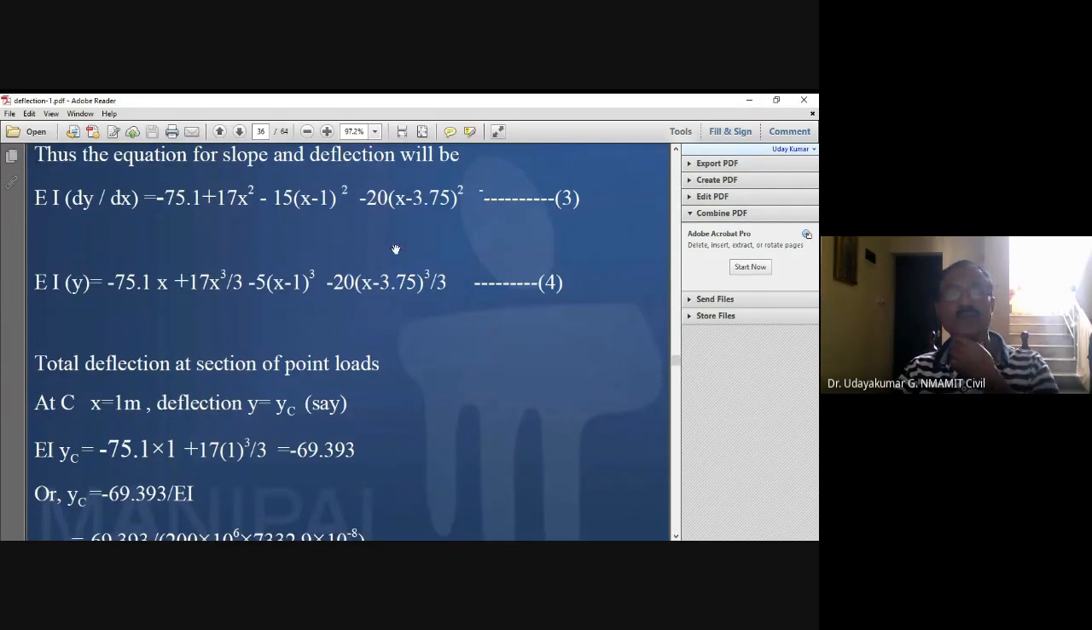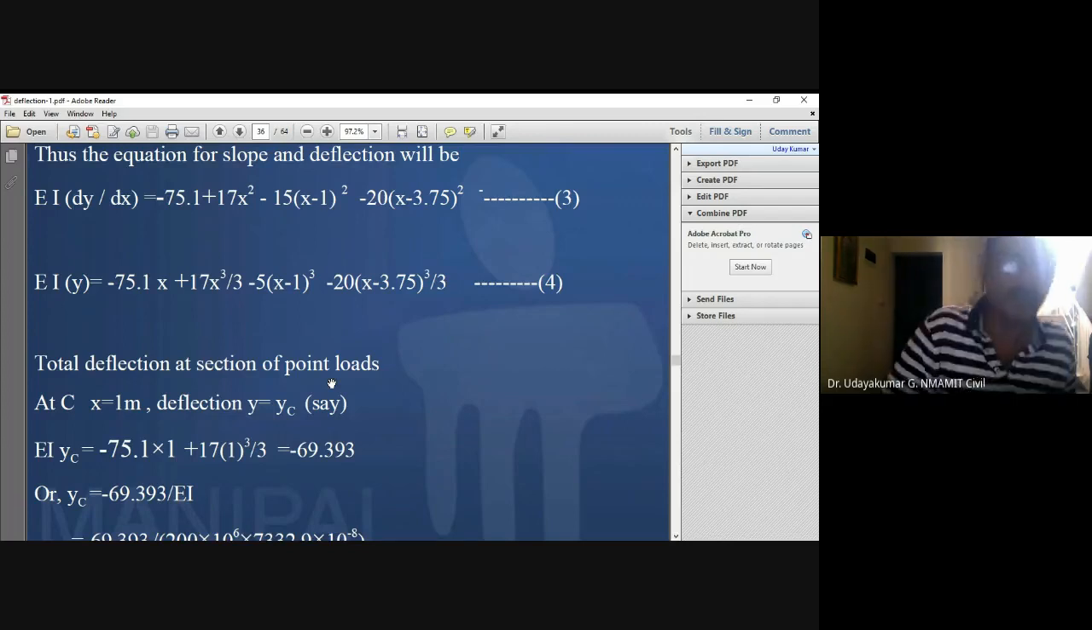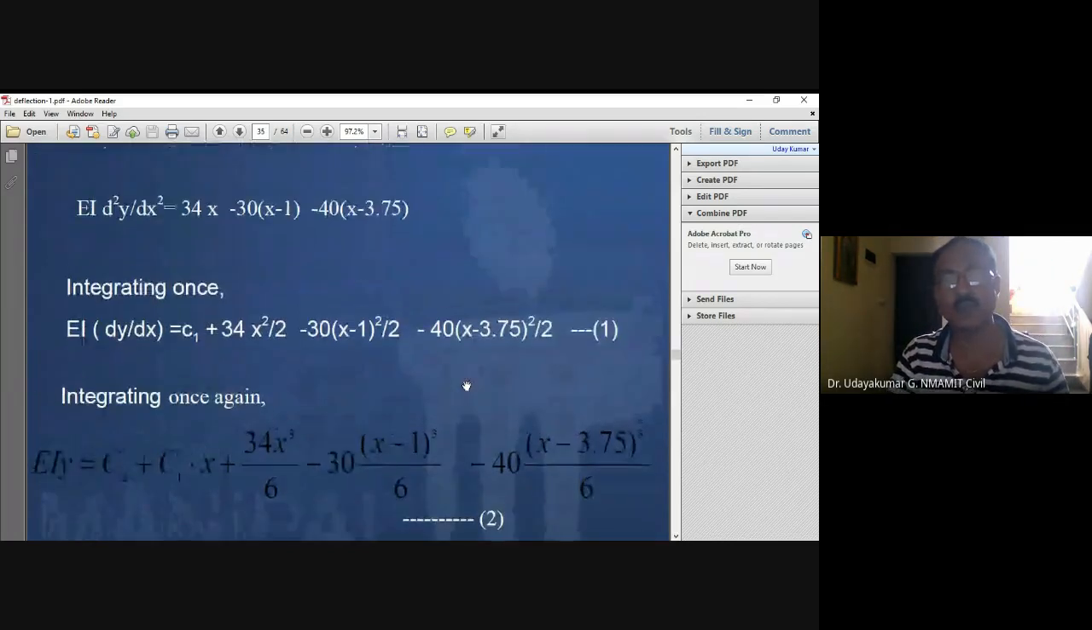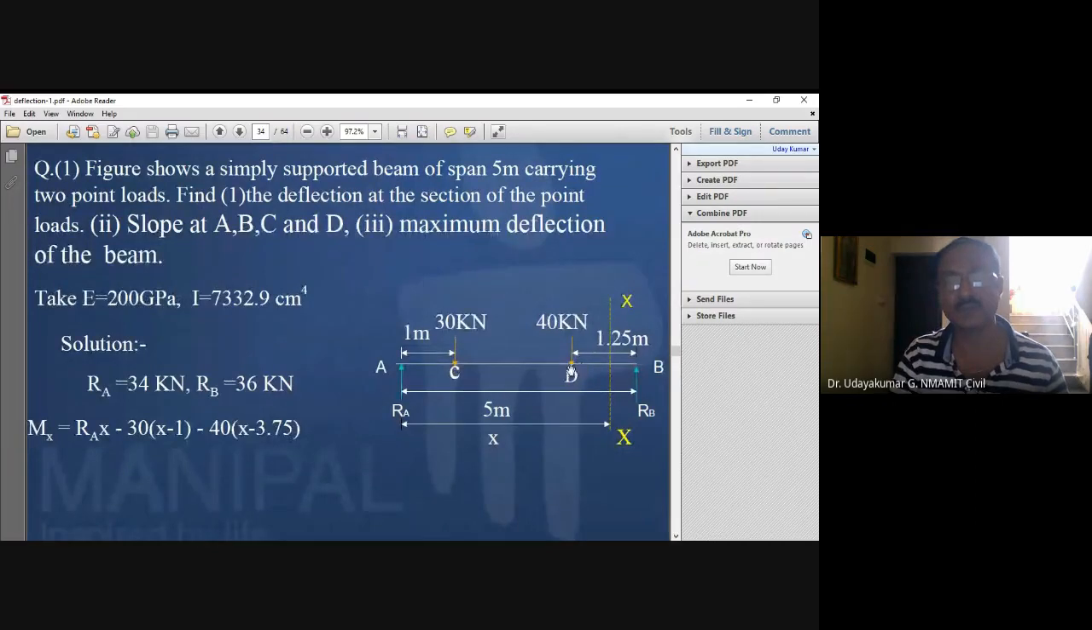So from that you get C1, which is minus 75.1. This is the value of C1. And EIy is C1x here, C2 is 0. Now, total deflection at section of point loads. What is asked there? Find out the deflection at the point loads. That means at x equal to 1 and at x equal to 3.75.